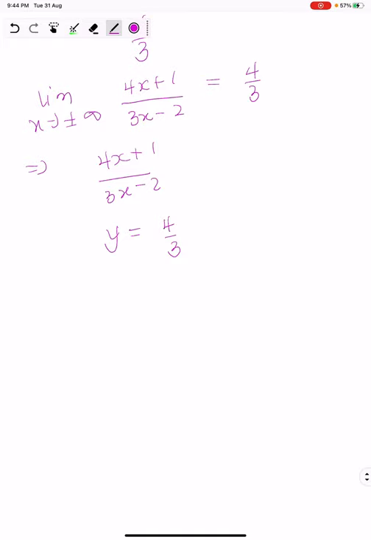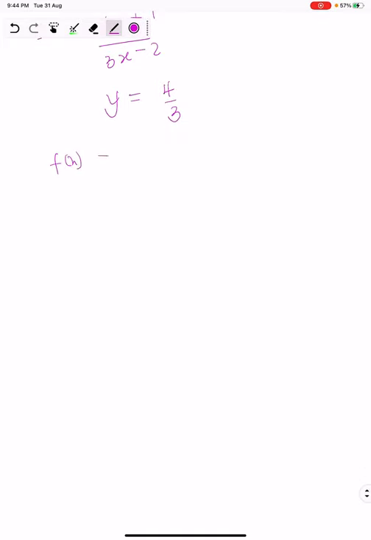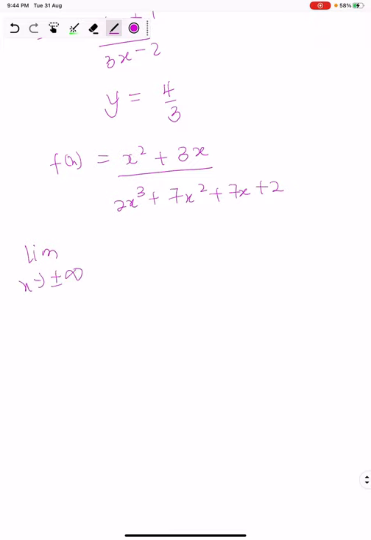If I have f of x equal to (x squared plus 3x) divided by (2x cubed plus 7x squared plus 7x plus 2), and I want to determine the horizontal asymptote, then it means we're looking at the behavior of the function at negative infinity and positive infinity, right? So this is (x squared plus 3x) all over (2x cubed plus 7x squared plus 7x plus 2), right?